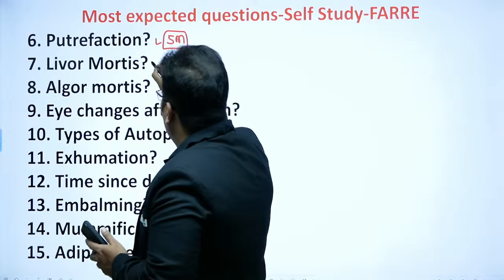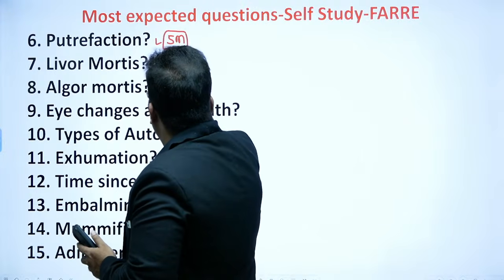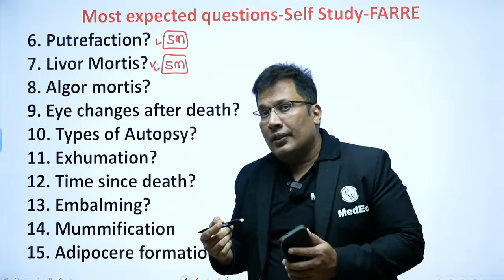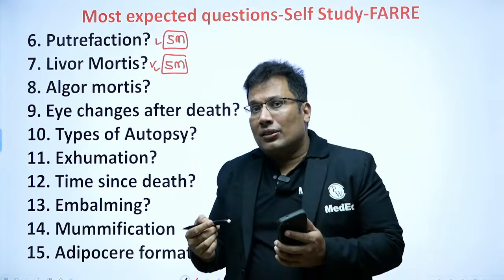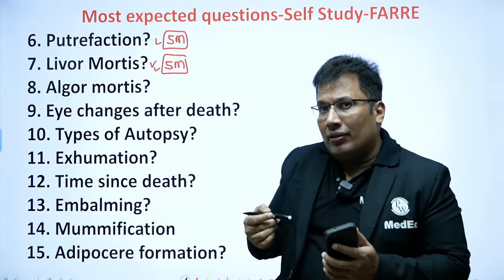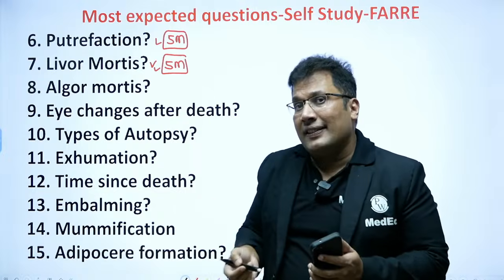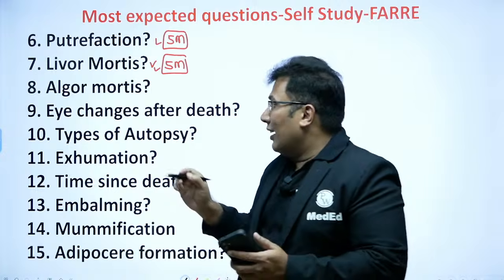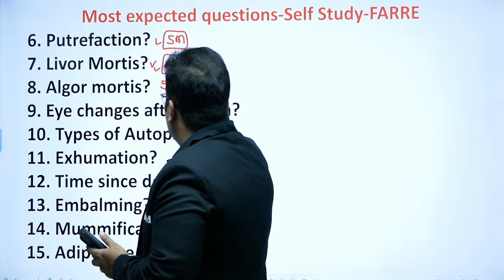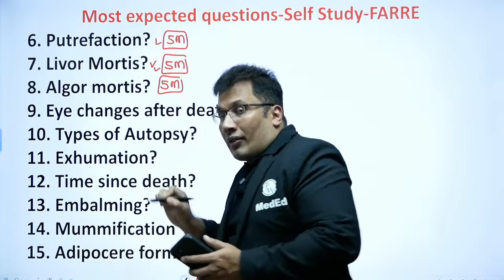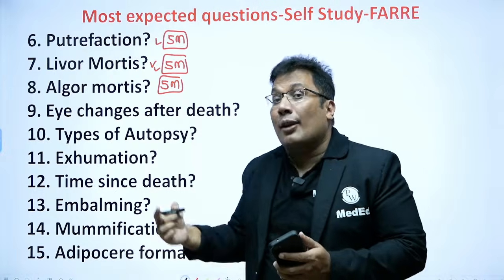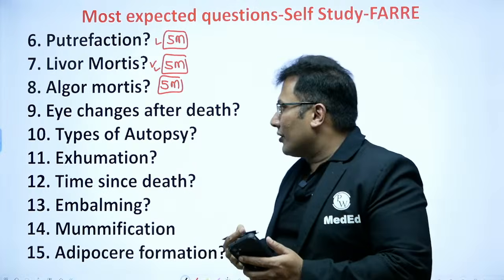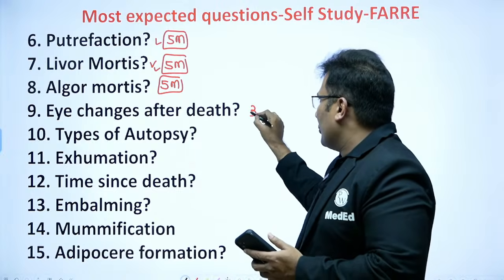Then comes Livor Mortis. Definition of Livor Mortis. Then what is the normal color? Then what is the medico-legal importance of Livor Mortis? The color change in different poisoning, you need to write. Algor Mortis, again a 5 marks question, especially the curve of Algor Mortis. Inverted S-shaped curve, commonly asked. Eye changes, 3 marks question.